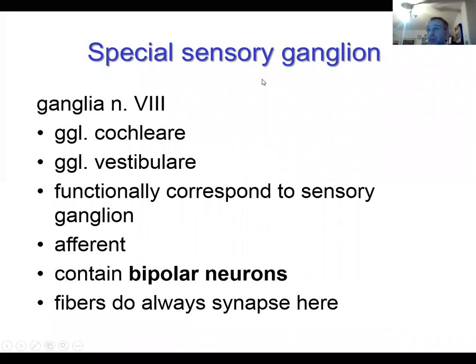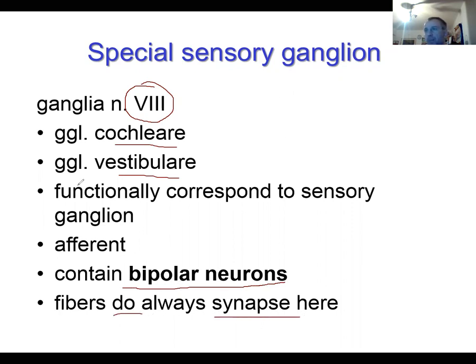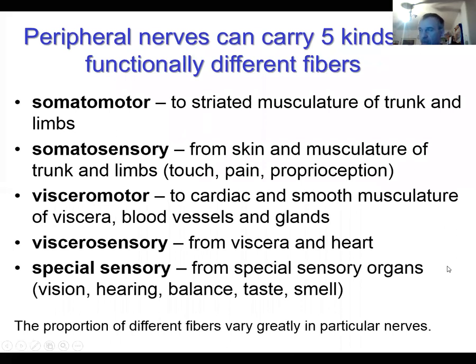And then we have the special sensory ganglia, as I said, only in the vestibulocochlear nerve. So we have the cochlear and the vestibular one, and they contain bipolar neurons. So when they contain bipolar neurons, they do synapse. So just to review which terms we will use now.